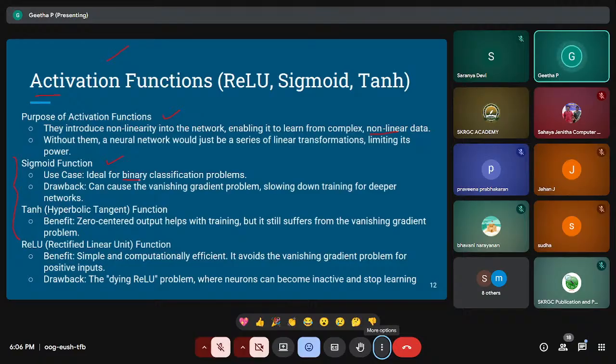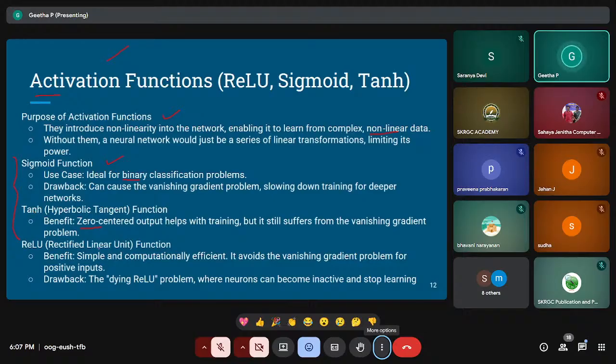The next one is tanh, and we know tanh is the hyperbolic tangent function. It has a zero-centered output, which means half the outputs are positive and half the outputs are negative. It helps the network learn faster than the sigmoid function, but it suffers from the vanishing gradient problem whenever the input values are very high or low. It is effective when the data is centered around zero. If the sigmoid function says yes or no, tanh says yes or no or somewhere in between, so it could be a balanced view.